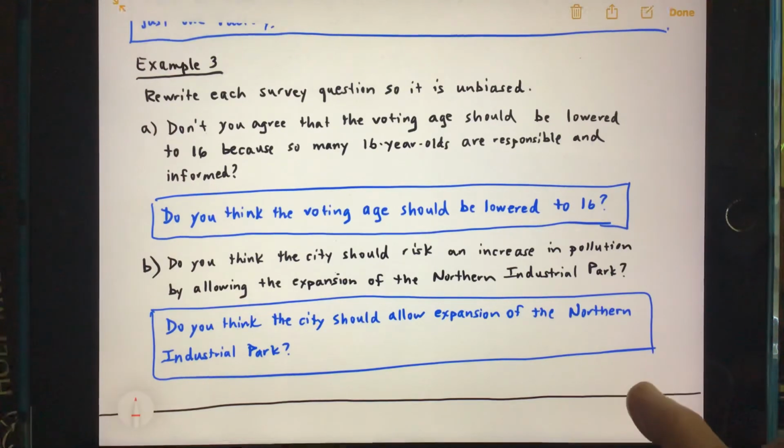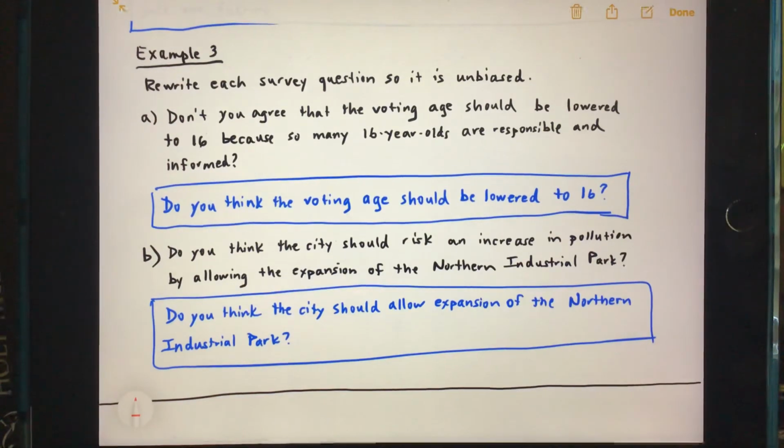The question here is, do you think the city should risk an increase in pollution by allowing the expansion of the Northern Industrial Park? Well, the way that's written, you would expect that people would say, well, no, I don't want an increase in pollution. I don't want the expansion of the Northern Industrial Park because that would make more pollution. No, no, no, no. So that expects the answer, no, we don't want the expansion of that park.